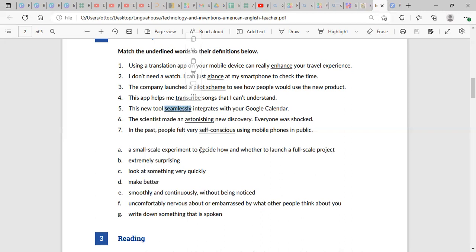So very good, smooth. I really like this, smooth or smoothly, okay? It's the same as seamlessly. So that means that it's something smooth, okay? That you don't even notice, all right? Something that is very comfortable, that you have no issues with. That is seamlessly, perfectly, okay? It's another one, perfectly, seamlessly. So this new tool seamlessly integrates with your Google Calendar. Okay, do you have any questions about the words that we have read so far, learned?